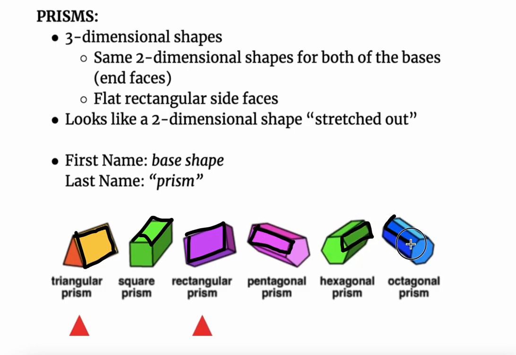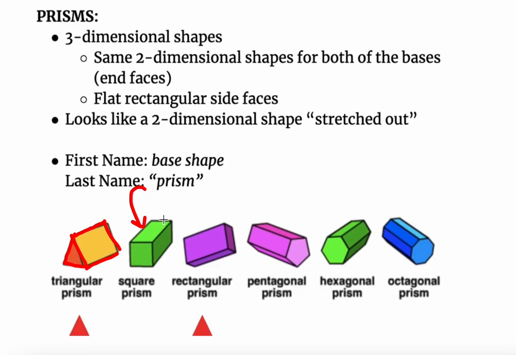So I kind of like to think about prisms like, if you were to take a 2D shape and you were to pull it out, like stretch it out. So for a triangular prism, it'd be like if you were to take a triangle and you stretched it all the way out so that it was really, really long. Or if you want to think about a stack of Post-it notes. This square prism kind of looks like if you had a stack of Post-it notes, but you put it on its side. So that's the prism family.